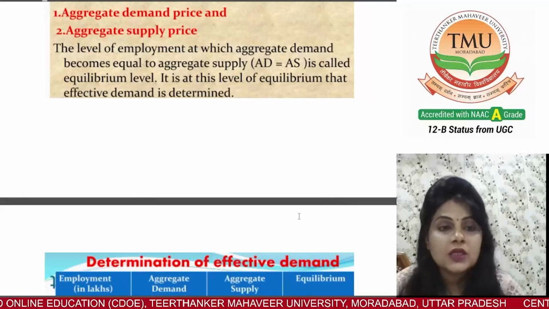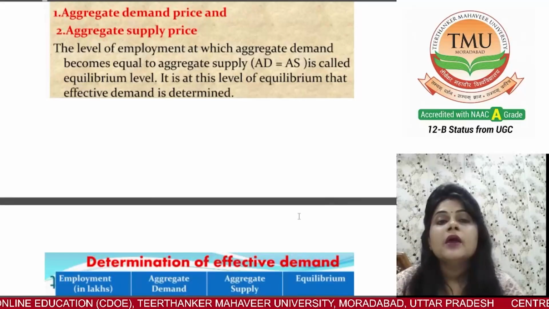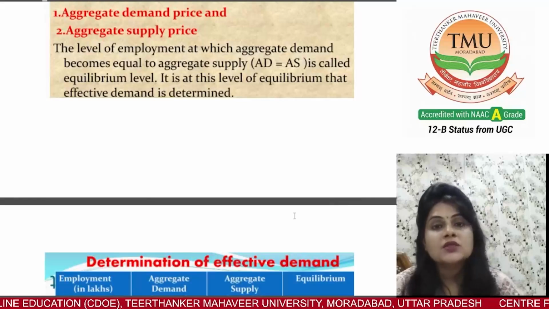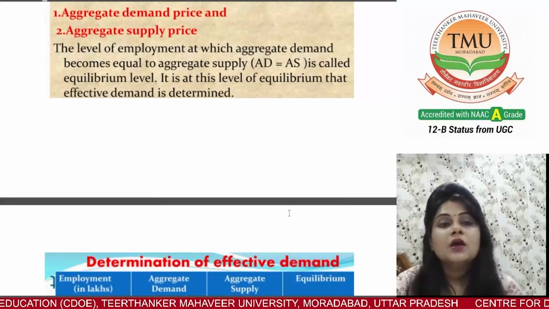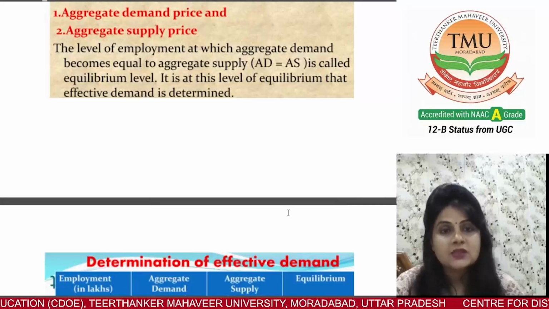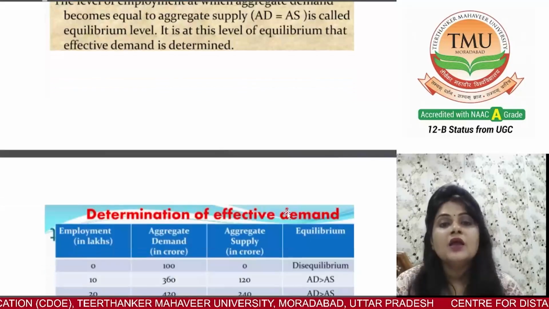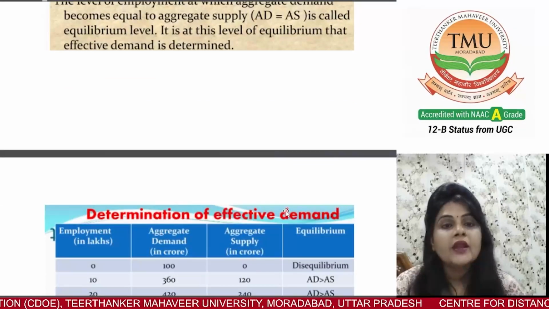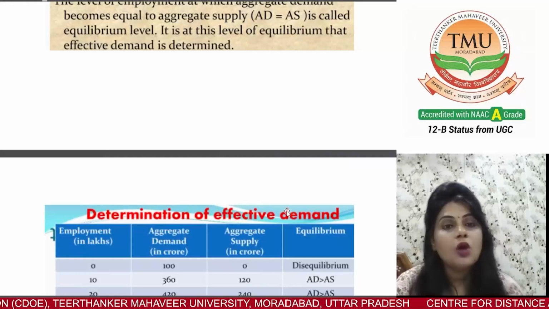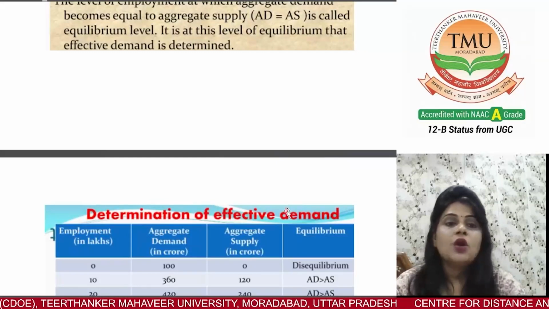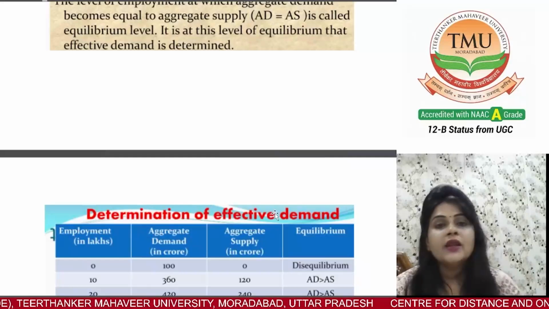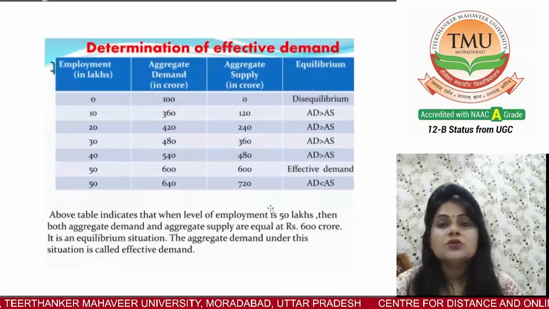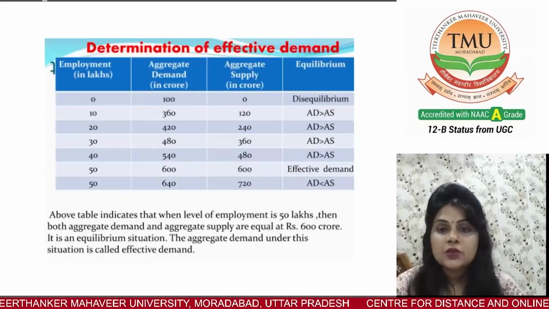In other words, it is the point where entrepreneurs expect to receive what they must receive and their profits are maximized. This point is called the effective demand, and here it is a normal profit. So long as the aggregate demand price is higher than the aggregate supply price, you can also see in this schedule.